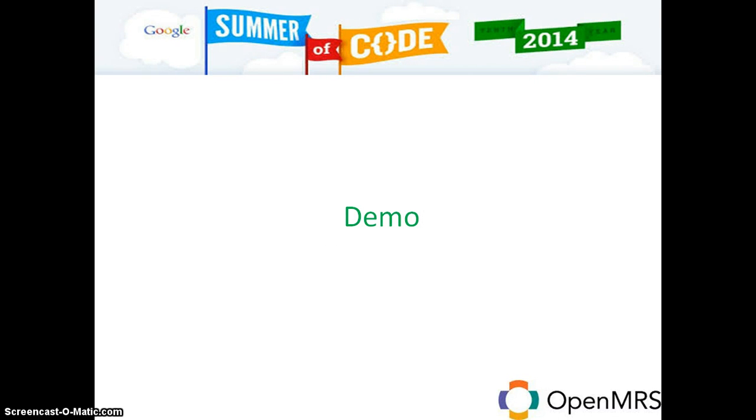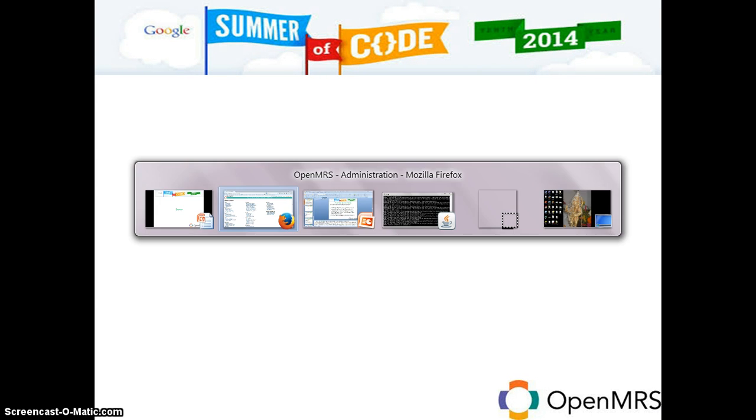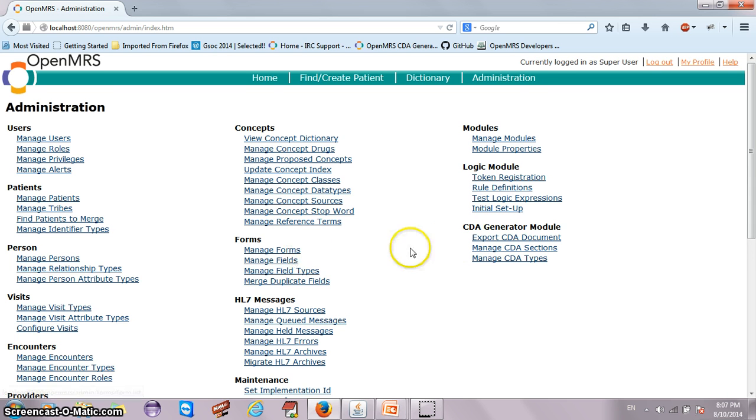Let us have a look at a demonstration of this module. I have already loaded our module on the administration tab and you can see that it creates 3 links for us: Export CDA document, manage CDA sections, manage CDA type. The Export CDA document link allows us to produce a CDA document and output it to the user. It is the major functionality of our project.